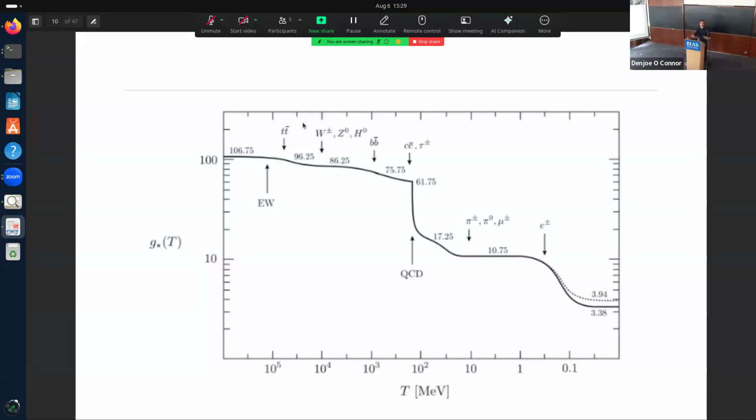And some of these particles start falling out of thermal equilibrium. Eventually the universe expands enough so that the temperature lowers, and high energy processes, like the ones that would result in high energy particles like tau leptons, which actually stop at around 75.75 mega electron volts, become unavailable, so they fall out of thermal equilibrium.